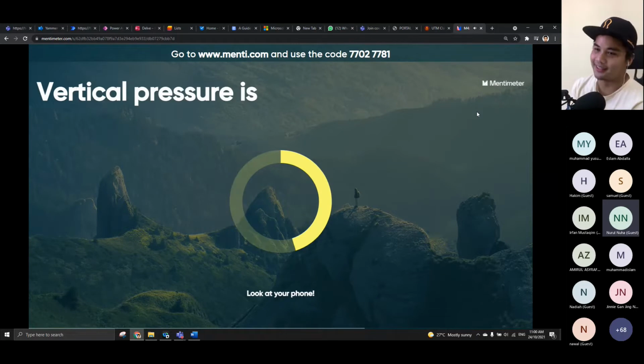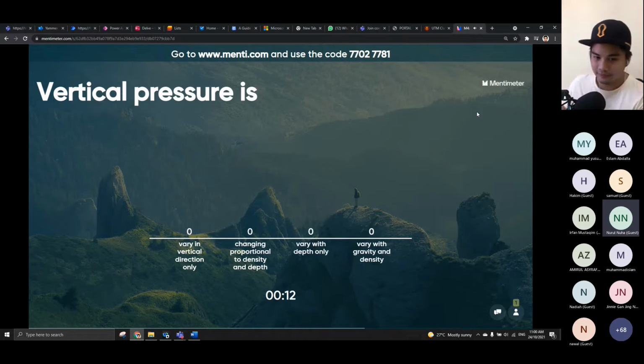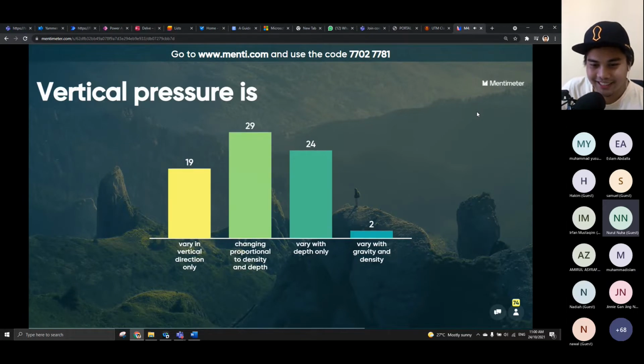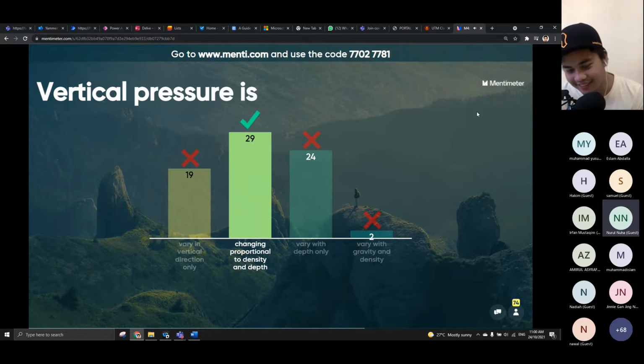Vertical pressure. This is just to test your knowledge. This is quite tricky, okay, because why? Because there are lots of words. Pressure varies in the vertical direction only, not only lah. It depends on the density and depth. Okay.